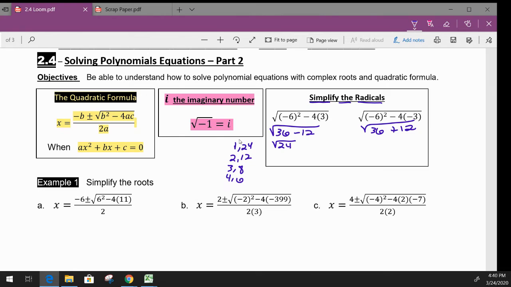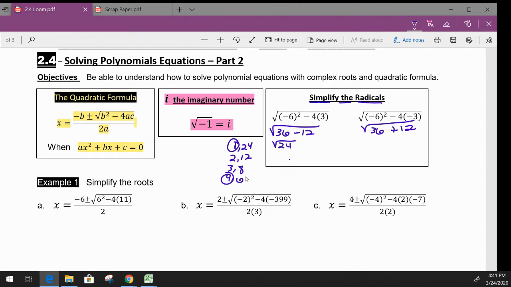So of these factors, the only ones that are perfect squares are 1 and 4. However, breaking this down into the square root of 1 and the square root of 24, where the square root of 1 becomes 1 and the square root of 24 is still in the radical, does not help us simplify the radical at all, which is why we do not want to use 1, even though it's a perfect square.